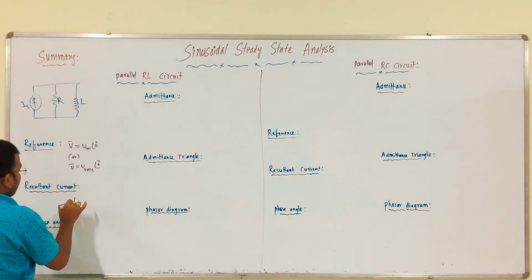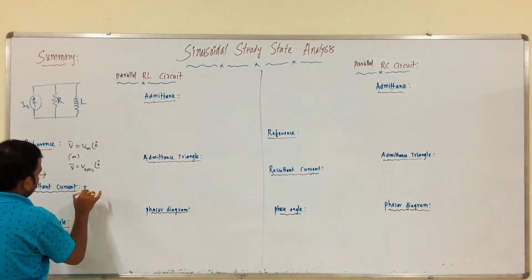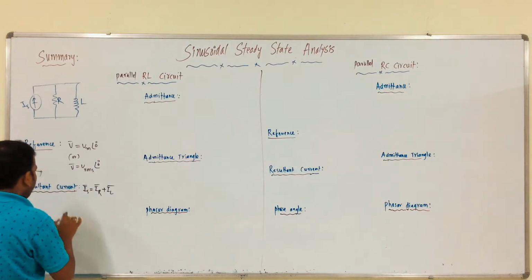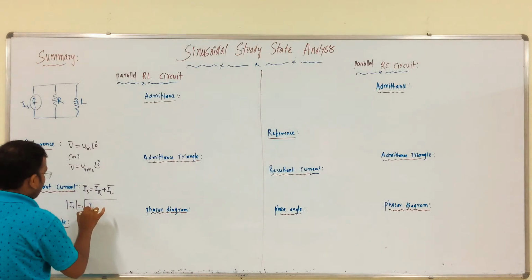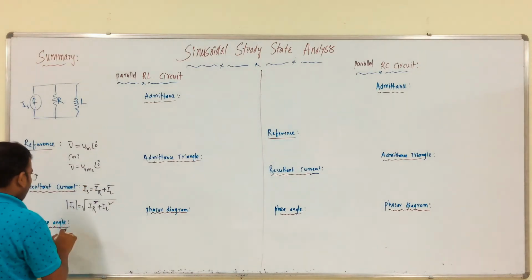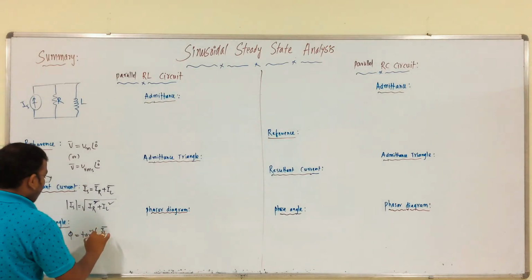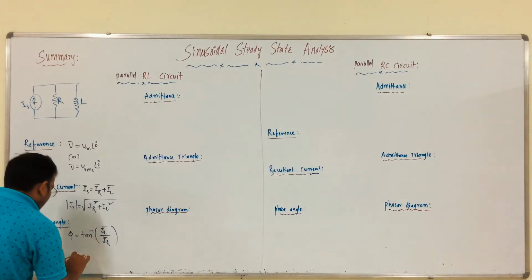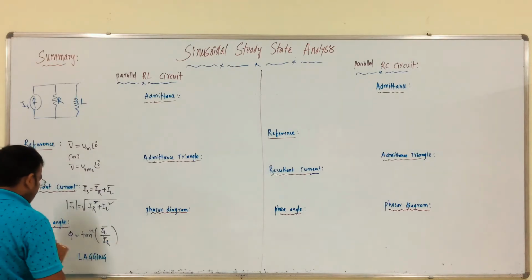Then the resultant current with respect to phasors is IR plus IL. Therefore, Is is equal to square root of IR square plus IL square. Clear? Therefore, phase angle phi is equal to tan inverse IL by IR. Is it lagging or leading? Always lagging. Okay.